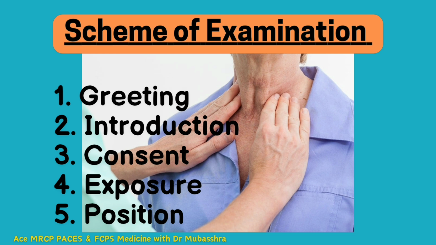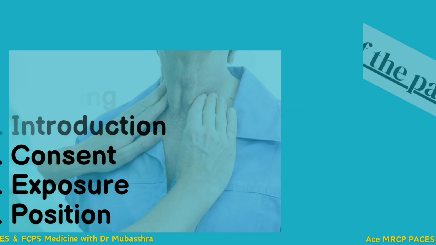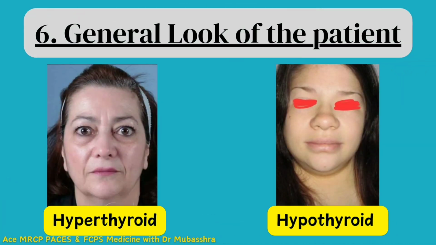Then number 5 point is position. For thyroid, ideal position is sitting position. Then comes the general look of the patient. For example, in case of hyperthyroidism, patient will have anxious, restless and staring look. And in case of hypothyroidism, patient will have puffy face, depressed looks, coarse facial features, baggy eyelids and even xanthelasmas.